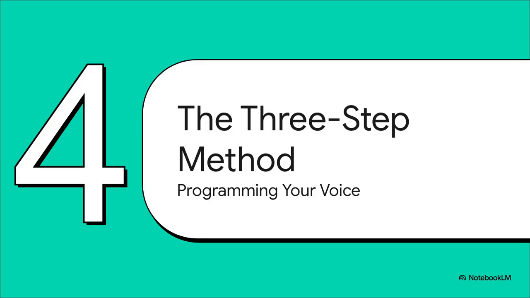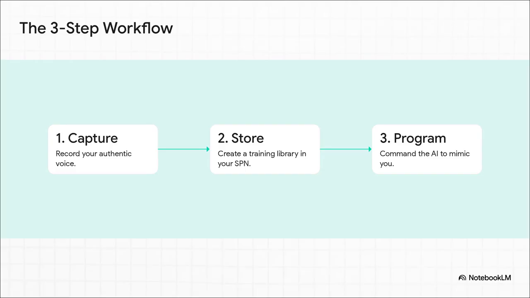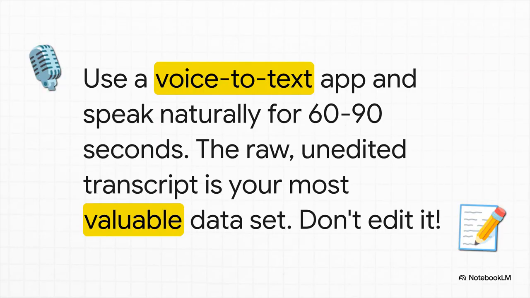Okay, that's the theory. Now let's get our hands dirty and put it into practice. We're going to walk through a super simple 3-step method to capture your cognitive fingerprint and program it right into your AI. The whole process really just boils down to this: capture, store, and program. First, we get a raw sample of you just talking. Second, we put that sample in a special place for the AI to study. And third, we give the AI a direct order to start adopting your style. Simple as that.